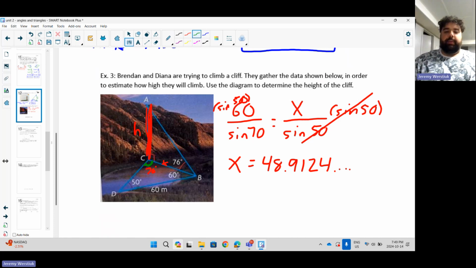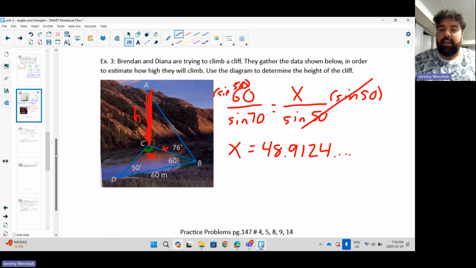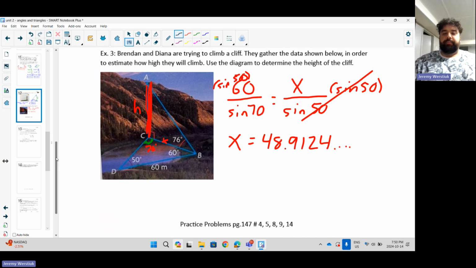Now, this is where I want us to be careful, okay? If I were just to round this off to 48.9, or even a little bit worse, if I just say it's 49, I'm going to lose some precision or accuracy. And when I use this x value in my next calculation, it's going to make my calculation a little bit off. So if I can use the whole number in my next calculation, I will. If not, I'm going to just round to 4 decimal places, which is generally my personal rule of thumb.